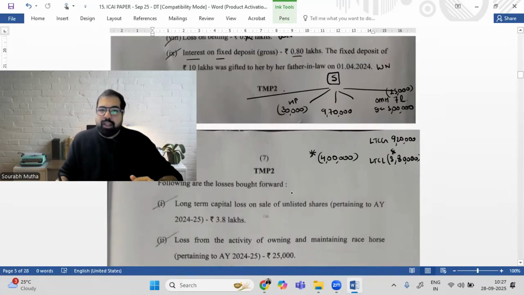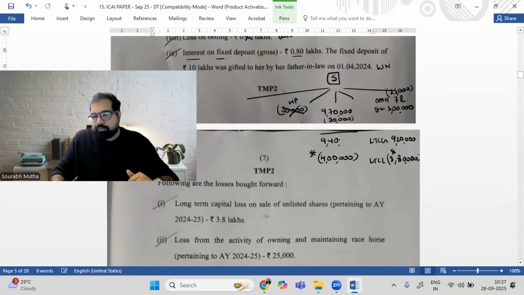Now let's solve. How do we solve this question? Always focus on the losses first. 30,000, can I minus it from anywhere? Yes. The closest I can see is my PGBP income of 9 lakh 70. Can I minus 30? Yes, I can minus 30 from here. So this becomes 0. 9 lakh 70 minus 30 is 9 lakh 40. Next, focus on the losses only. 4 lakh rupees, there is nothing we can set it off against. So this will be carried forward.